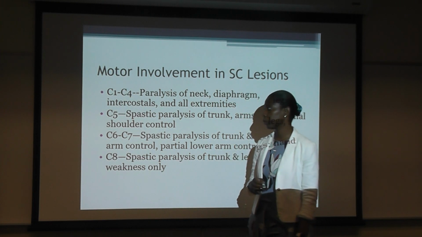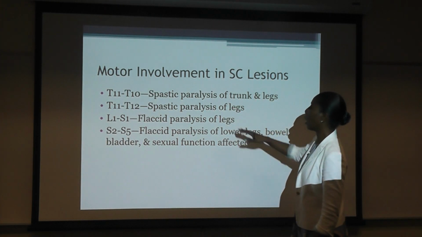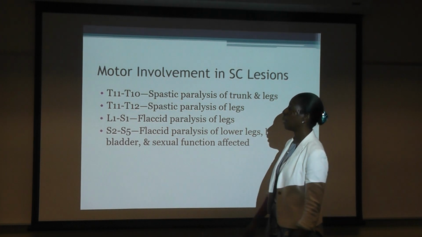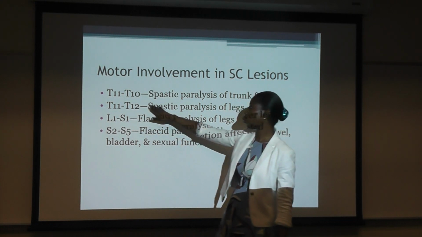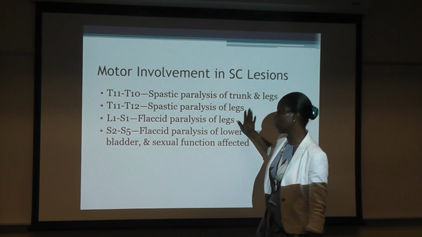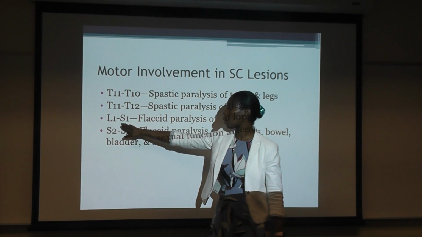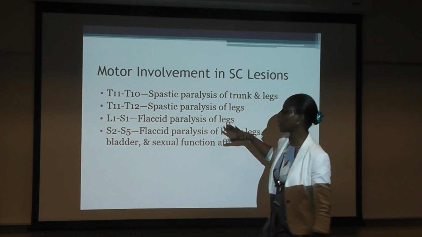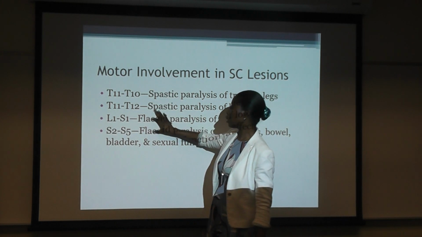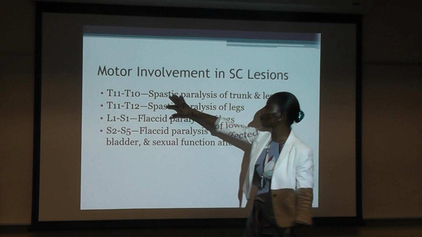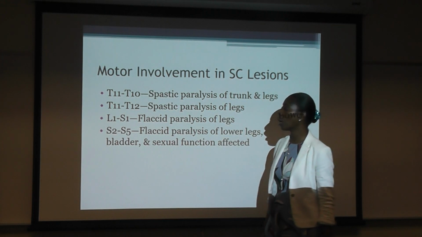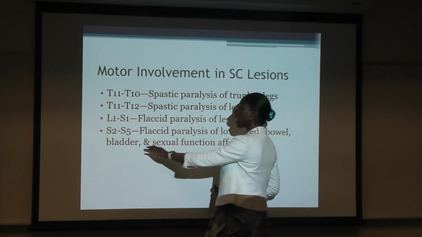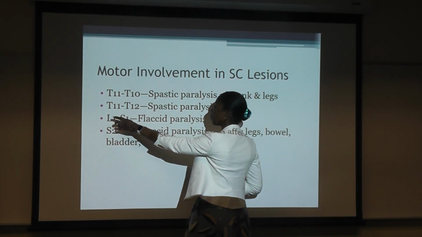Okay. T1, paralysis of the trunk and legs, okay? And then T11 to T12, paralysis of the trunk and legs also. L1 to S1, flaccid paralysis of the legs, okay? If you notice now, we went from spastic to flaccid. Why do we go from spastic to flaccid? Because where does your spinal cord stop? Your spinal cord stops at the level of L1.